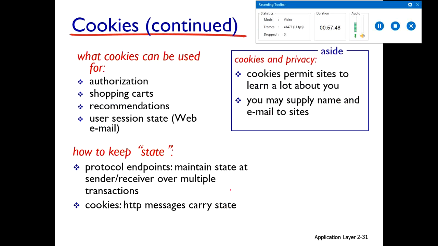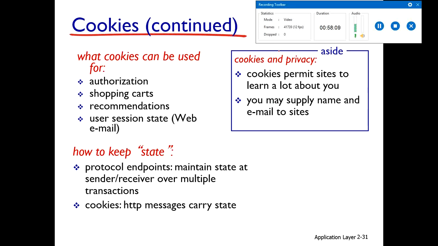What can cookies be used for? Cookies can be used for authorization, for shopping cart, for recommendation, for maintaining the user's session state, which is web email. How to keep the state: protocol endpoints maintain the state at the sender and receiver over multiple transactions, and HTTP messages carry the state by using the cookies.